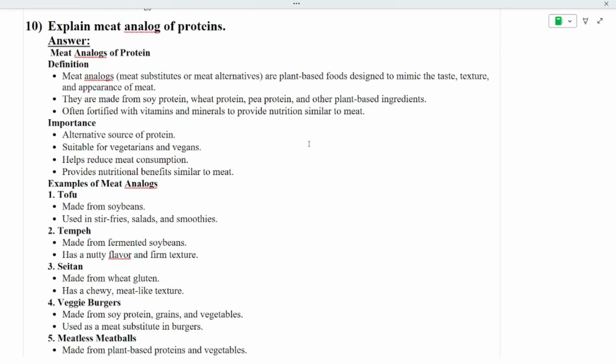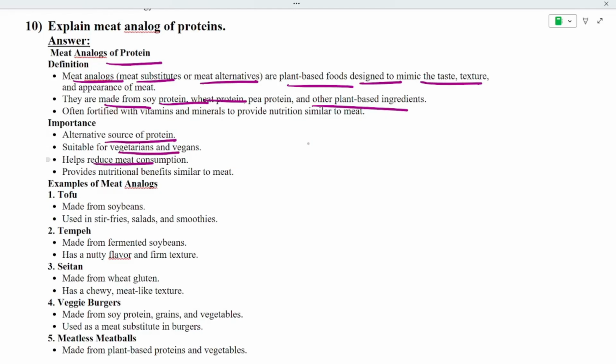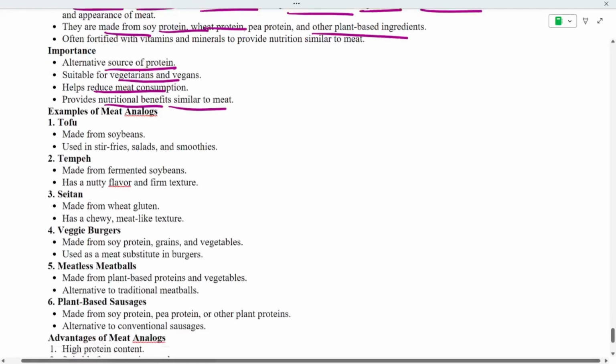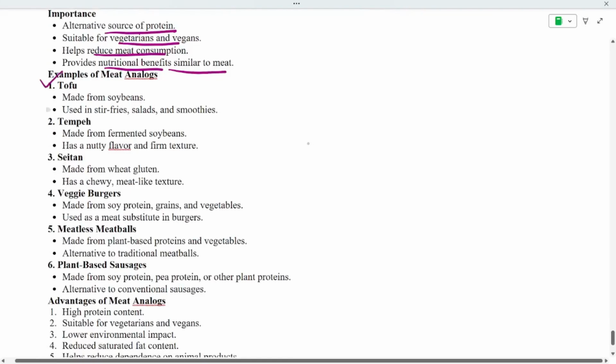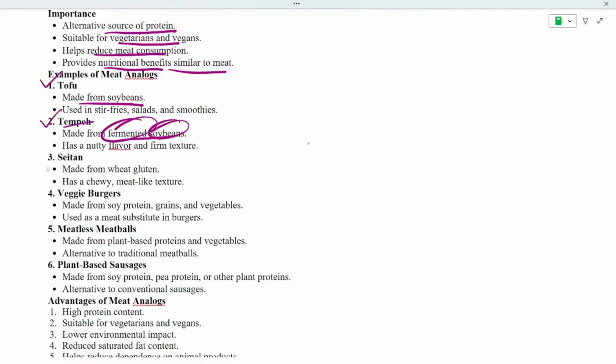Next, if we see the last question, meat analogs of protein. Meat analogs are nothing but substitutes or meat alternatives that are plant-based foods used for vegetarians and all. They are made from soy protein, wheat, pea, and other plant-based ingredients. Importance is a source of protein for vegetarians and vegans, and reduced meat consumption. Nutritional benefits are similar to meat. Examples of meat analogs: they can use tofu, from soya beans, tempeh, from fermented soya beans, and seitan, from wheat gluten.